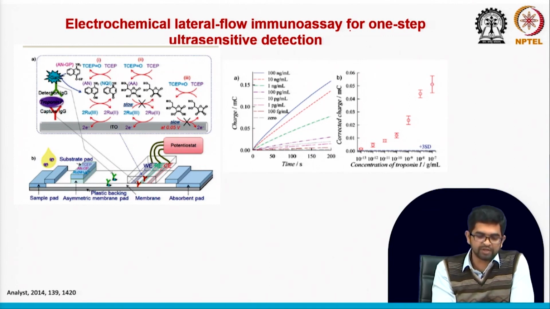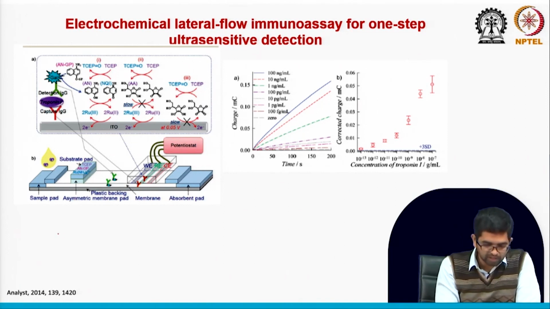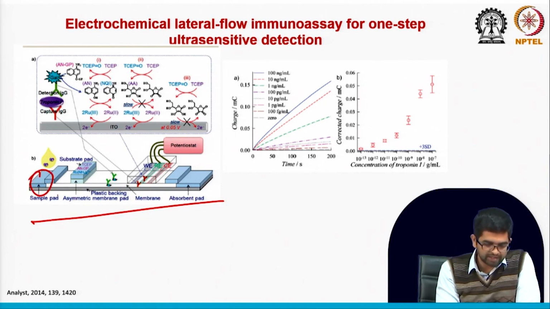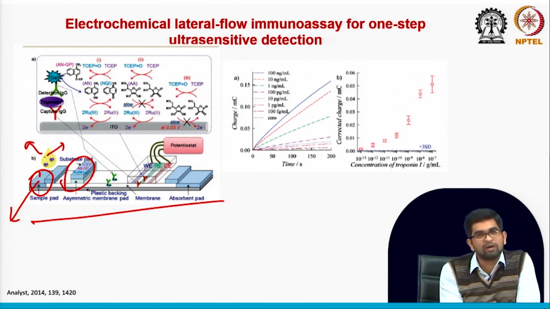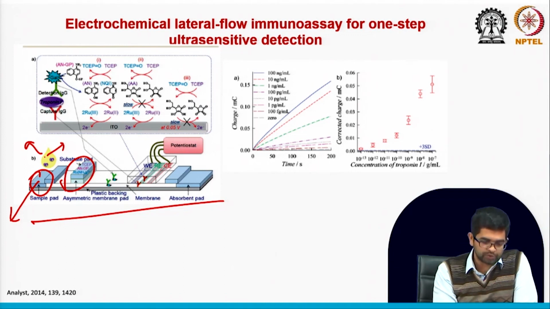Let me show you a lateral flow based electrochemical biosensor. See, this is a lateral flow based, just paper based strip. Here this is the sample pad, here is the substrate pad. Sample pad means where you will drop your sample. It can be your urine sample, saliva sample or blood sample, invasive or non-invasive, whatever you prefer you can choose.